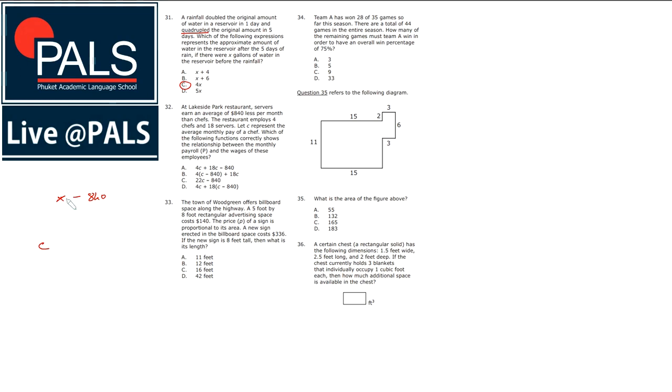So this is for a server. How many servers are there? There are 18 servers. How many chefs are there? 4 chefs. Which of the following functions correctly shows the relationship between the monthly payroll and the wages of these employees?